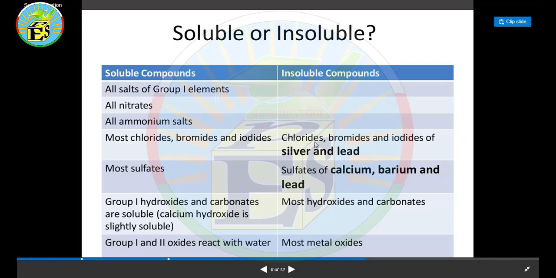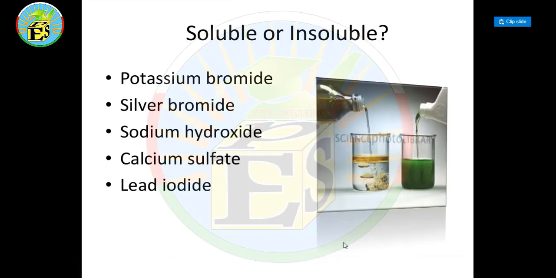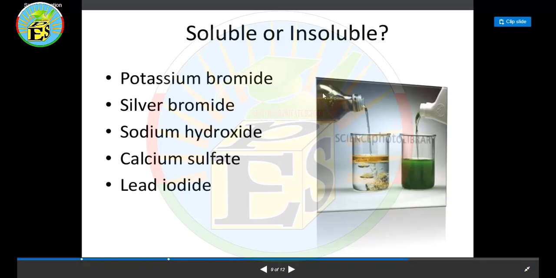Insoluble: when the chloride is formed with silver and lead, they are insoluble. When sulfates are formed with calcium, barium and lead, insoluble. Most of the hydroxides and carbonates are insoluble. Most of the metal oxides are insoluble. Now you have to tell which is soluble or insoluble by looking at this table.